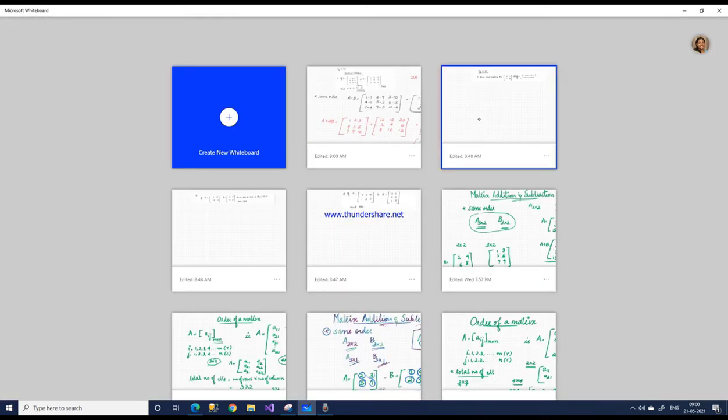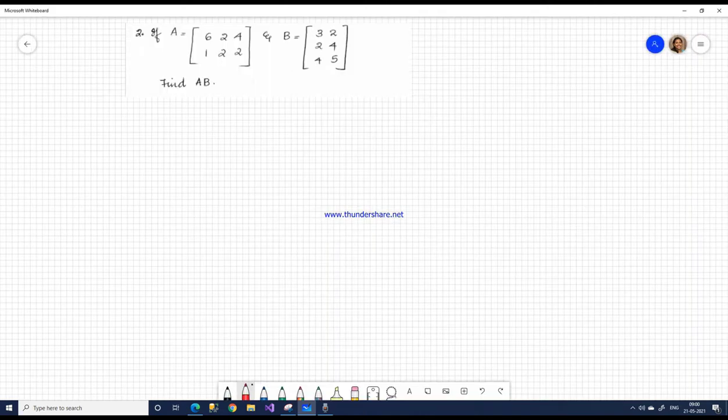So the next question is, if A is equal to 6, 2, 4 and 1, 2, 2, B is equal to 3, 2 and 2, 4 and 4, 5. Find AB.